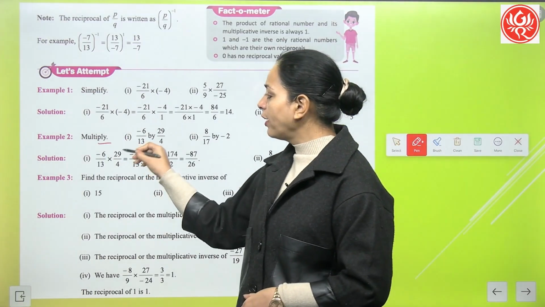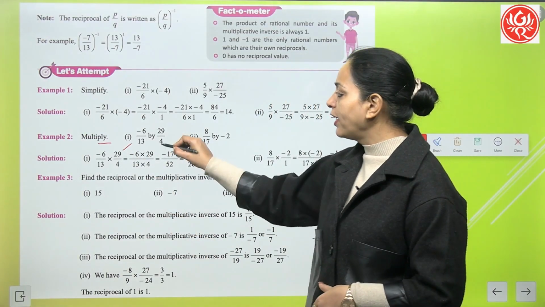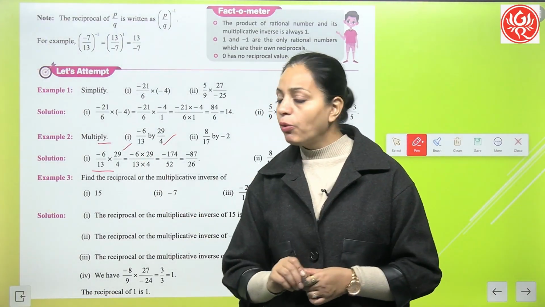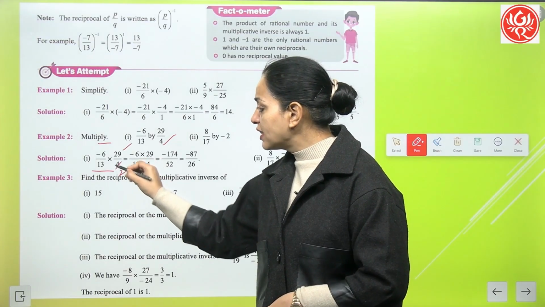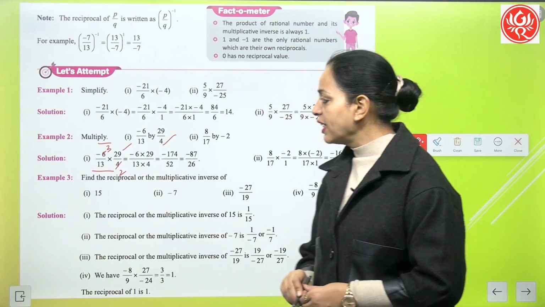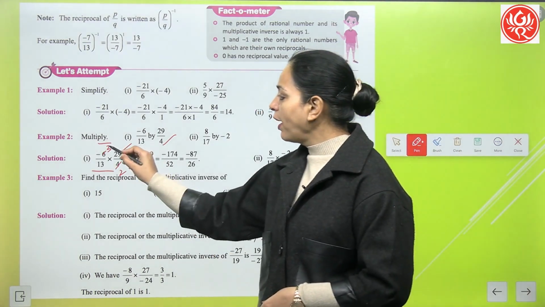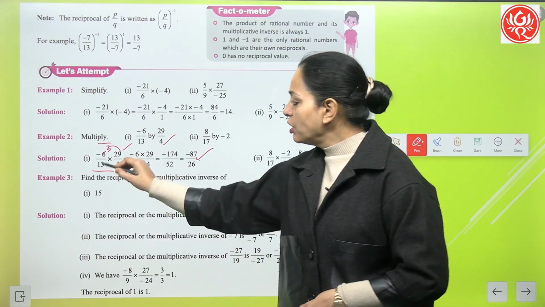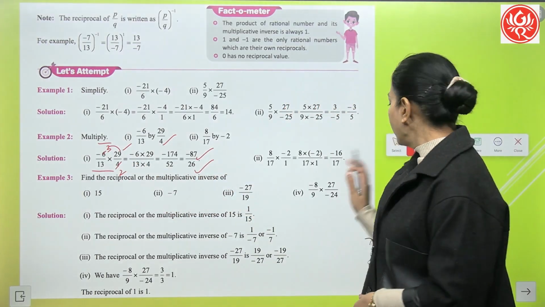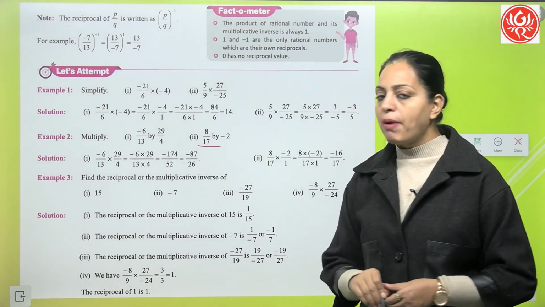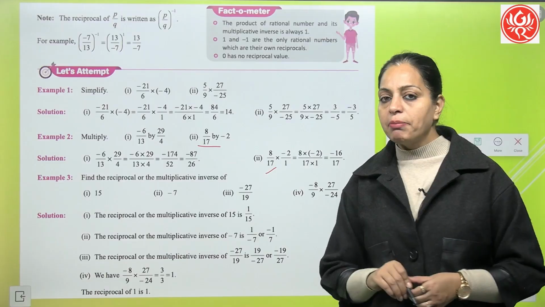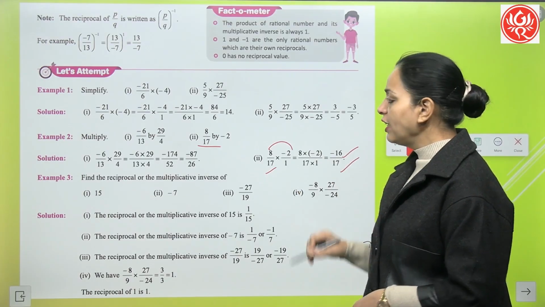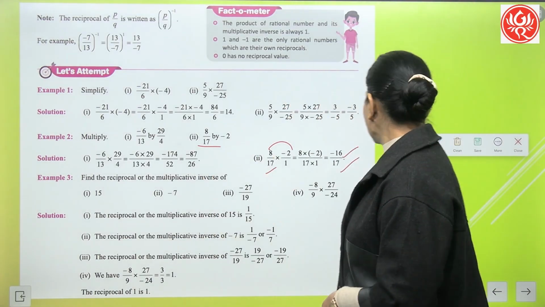Similarly, example 2, multiply the first one, minus 6 upon 13 by 29 upon 4. So minus 6 upon 13, multiply 29 upon 4. See any cancellation? Yes, we can cancel it by 2. 2 2s are 4, 2 3s are 6. Now no cancellation. So multiply 3 and 29, that is 87, minus है तो minus 87, 13 2s are 26, right? Now the second part, 8 upon 17 by minus 2. So 8 upon 17 multiply minus 2 upon 1, no cancellation. So 8 into minus 2, minus 16 upon 17. I hope these are clear to you.